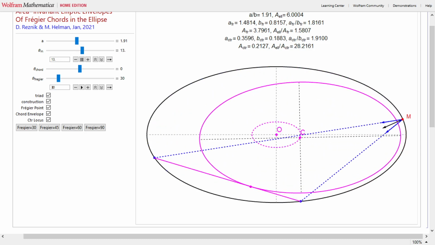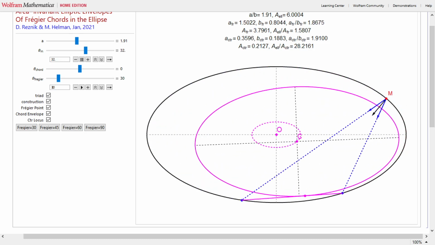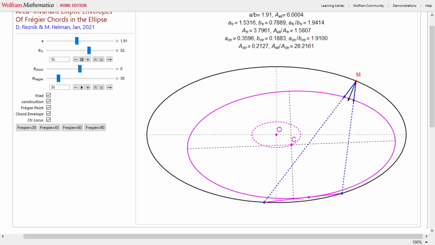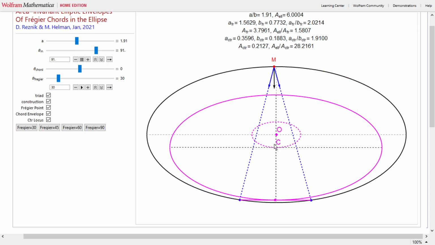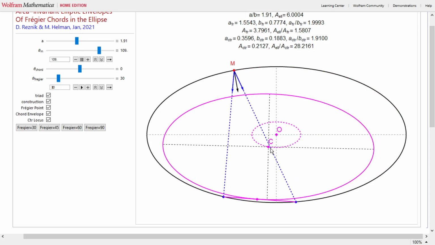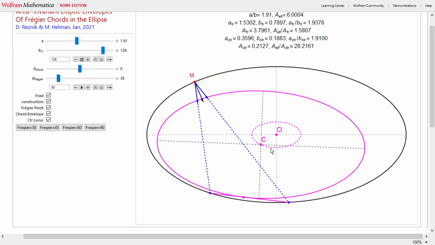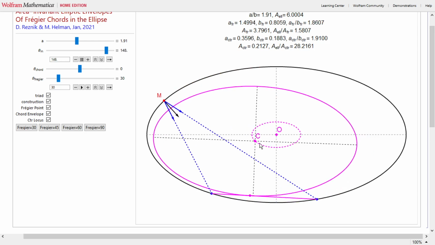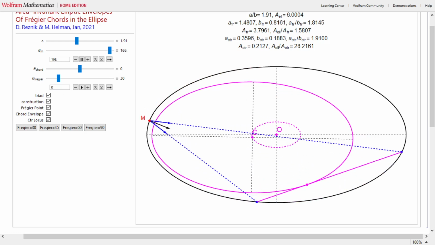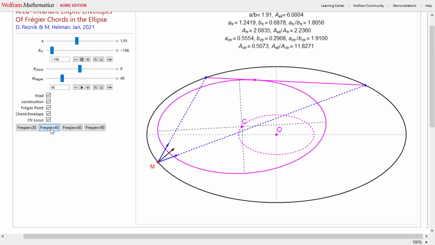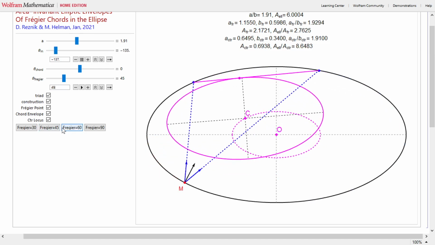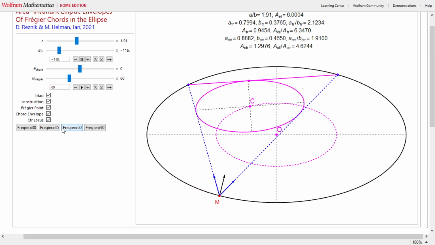So you can see here that my locus is becoming a smaller ellipse that is not axis aligned. Notice that this locus ellipse has axes that are skewed with respect to the original one, which is not the case of the locus of the center, right? So we go to 40 degrees, smaller still, and we can go to 45, smaller still, and then 60. You get that picture.